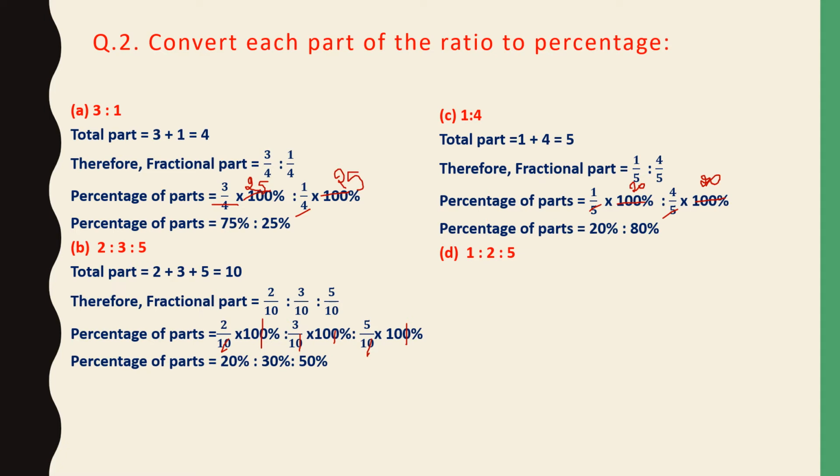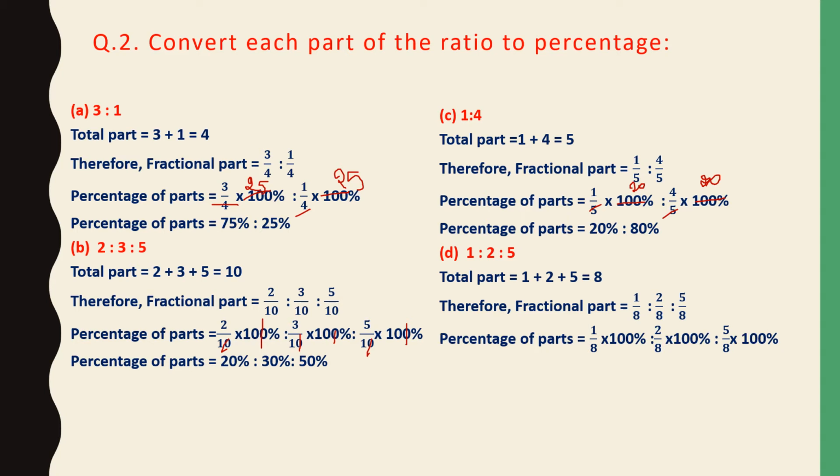Question number D, 1 is to 2 is to 5. Total parts 1 plus 2 plus 5, 8. Therefore, fractional parts 1 by 8 is to 2 by 8 is to 5 by 8. Percentage of parts: 1 by 8 into 100%. You can write here 2 and 25.